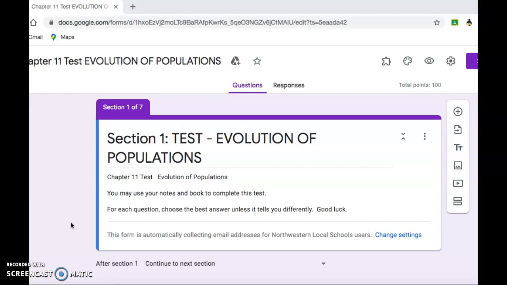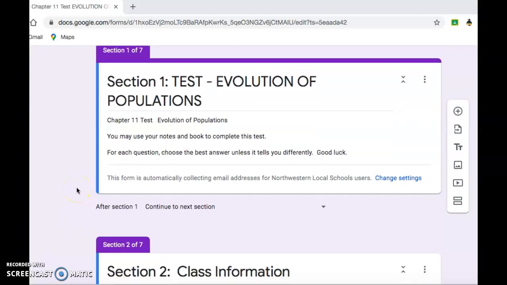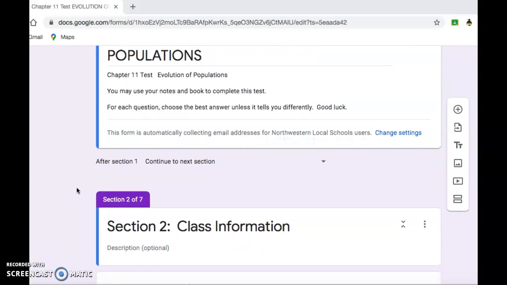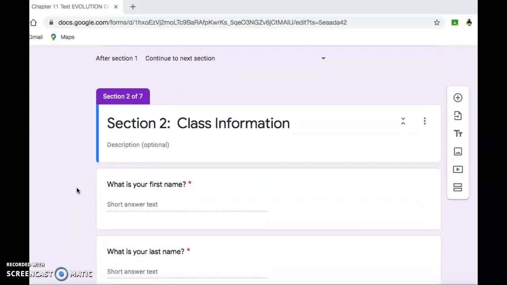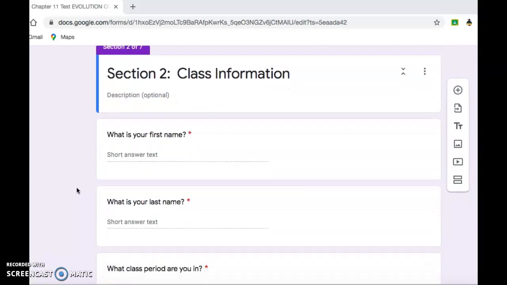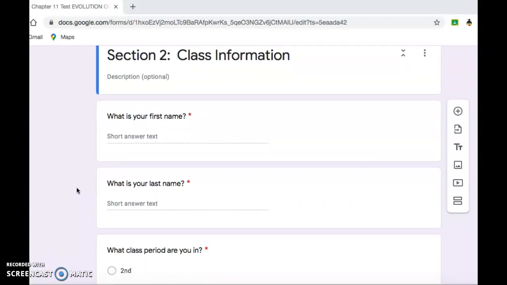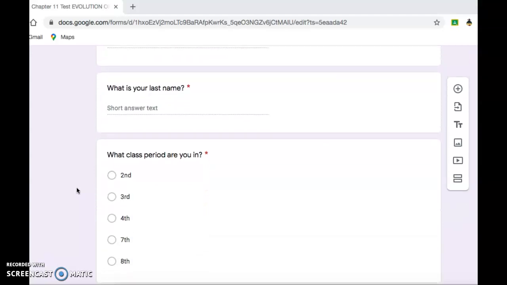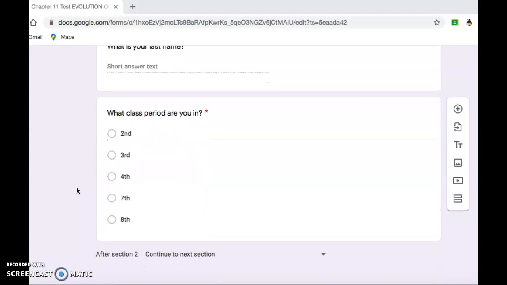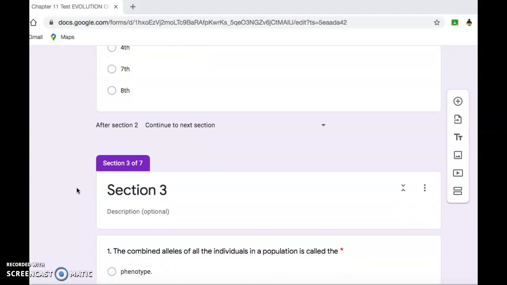Alright, here we go. Go ahead and log in, get your test pulled up. First section is just the directions, so make sure to read those. The second section is your class information, so you just want to make sure you're putting in your first name, your last name, and then your class period that you're in. Once you're done, continue to section 3.